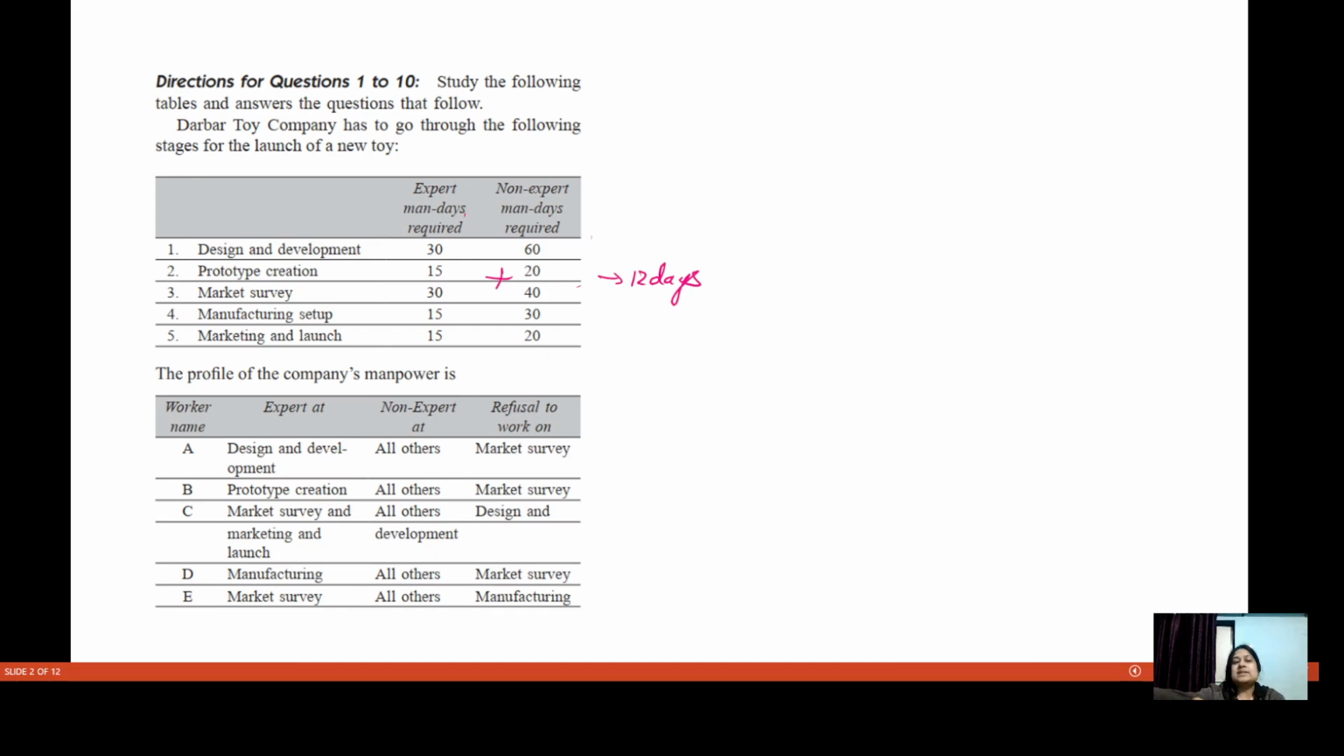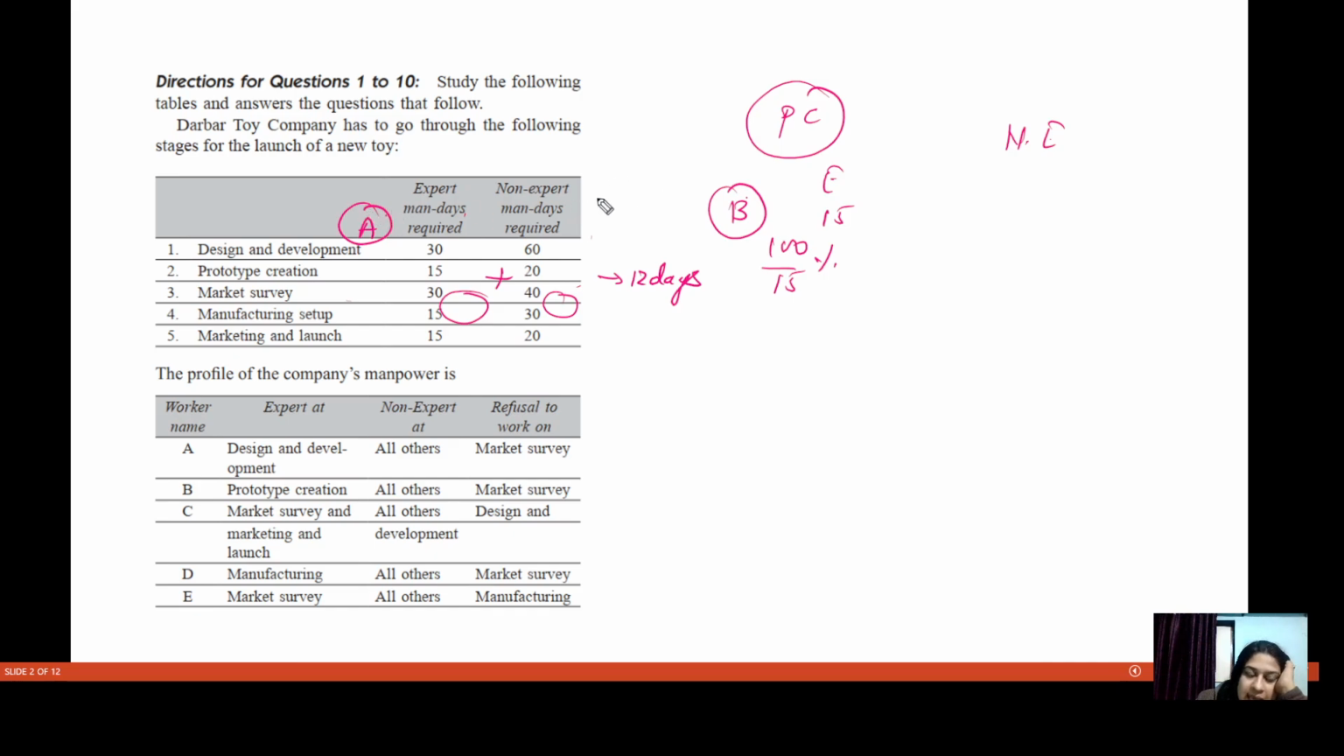Okay. Now let us calculate for prototype creation. Okay. So expert man days for prototype creation required are 15. Okay. And non-expert man days for prototype creation required are 20. So that means 100 by 15% of the work is done by an expert in one day. Now, who is expert? B is expert here. Let us write the expert and non-expert as well. Okay, so we know A is expert for design and development, and B, D, and E are non-expert. Okay, similarly, we come here. Okay, so B is expert in prototype creation.